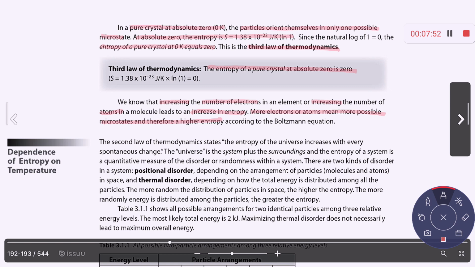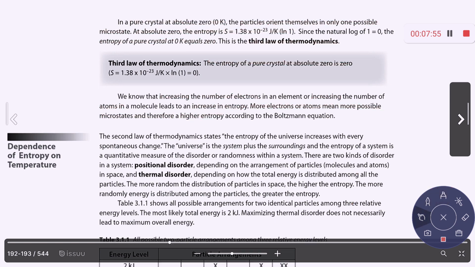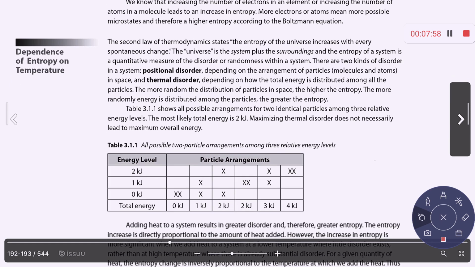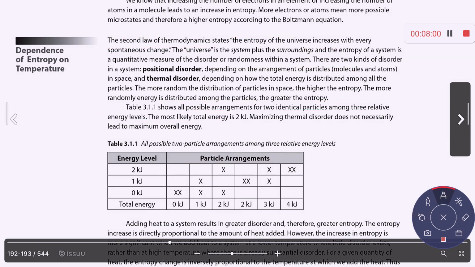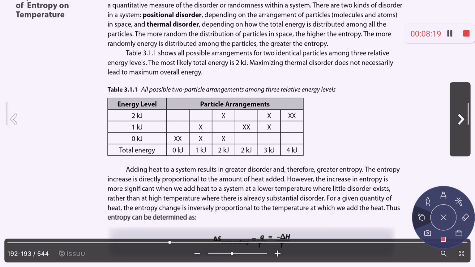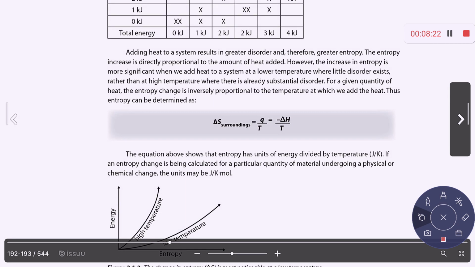Now, the dependence of entropy on temperature is the next section. So there are two kinds of disorder. There's positional disorder, which depends upon how the particles are arranged in space. And then there's thermal disorder, which has to do with the energy distribution within all of the particles, which would be different, okay? Now, if we add heat, heat is going to cause the particles to move more randomly, collide more often, be in different places.